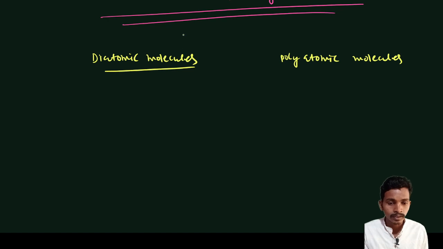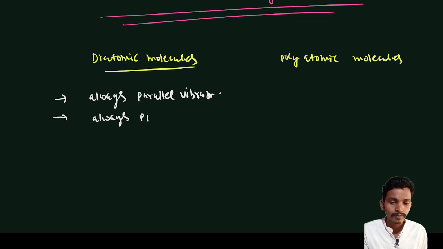For diatomic molecules, there are always parallel vibrations. It means always a PR branch, and for this the selection rule is delta J equal to plus minus 1.